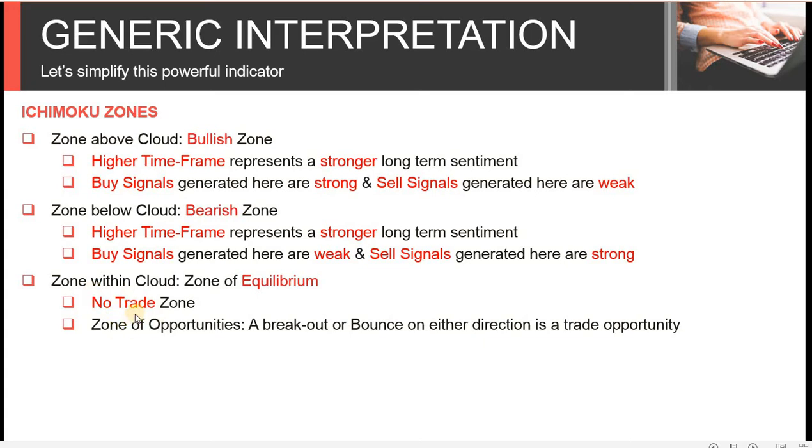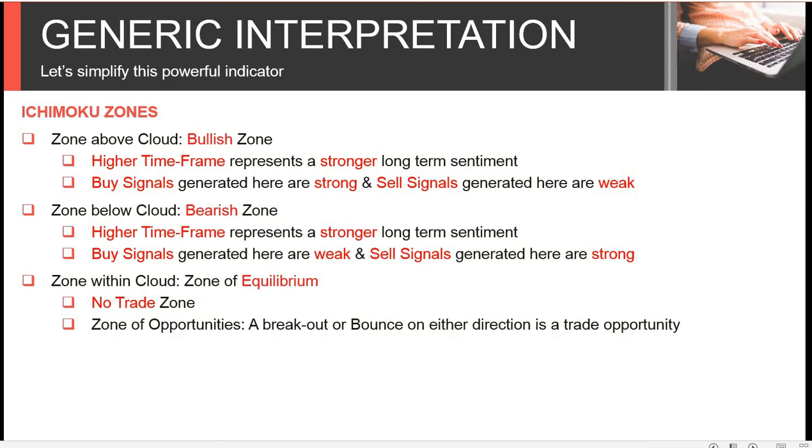Now the cloud itself is a no trade zone. It is the zone of equilibrium. The entire play in the stock market is based on demand and supply, and what Ichimoku tells us is that the cloud is that zone where demand is almost meeting supply. So that's the zone of equilibrium, and that's a no trade zone.